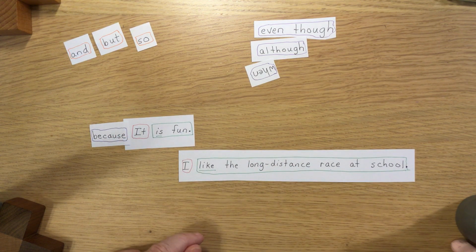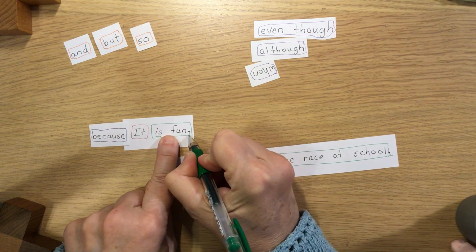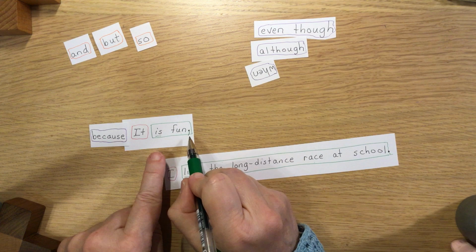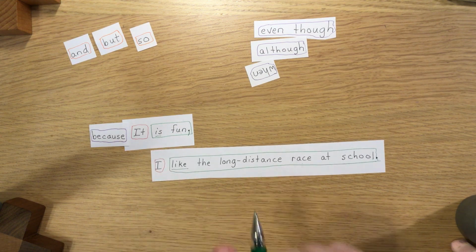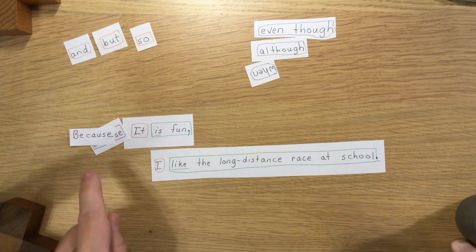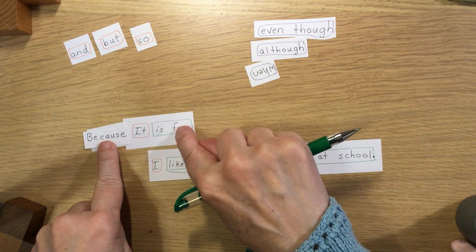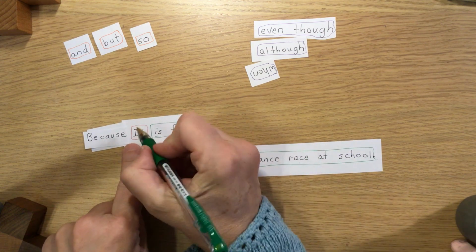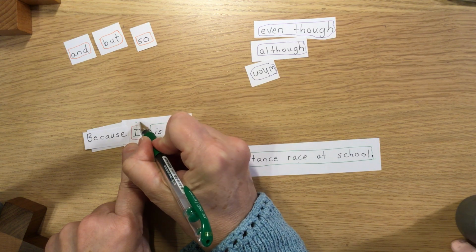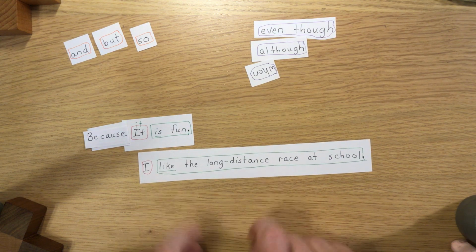And then what I do is I turn this into a comma. If I put the dependent clause first, I need to put a comma there. And I need to make sure that I turn my B into a capital B. And I also need to make sure that I turn the I into a little I. Because it is fun, comma, I like the long distance race at school.